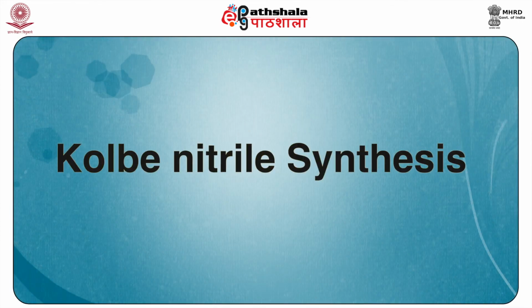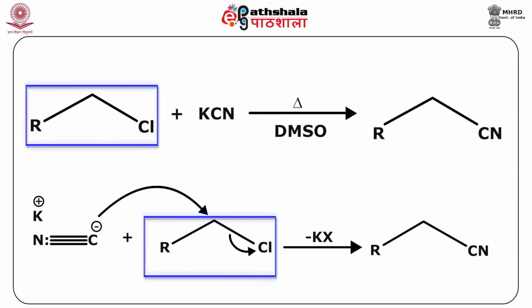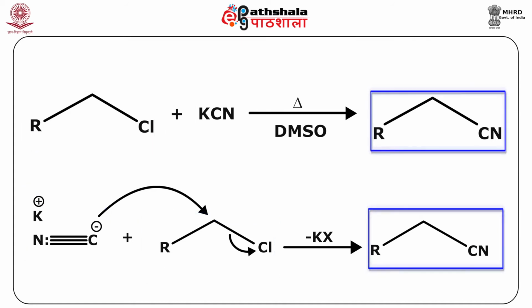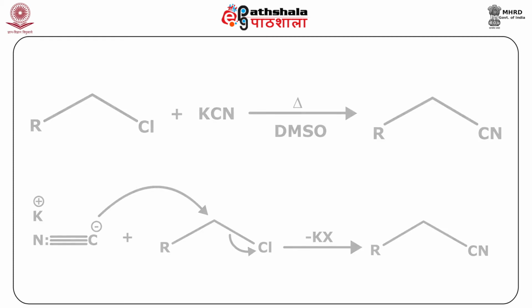Consider the Kolbe nitrile synthesis. The reaction of primary aliphatic halides with alkali metal cyanides gives nitriles in good yield. Now see this reaction of the alkyl halide with potassium cyanide in DMSO, it will give you a cyano-substituted compound, that is alkyl cyanide. The mechanism is as follows.